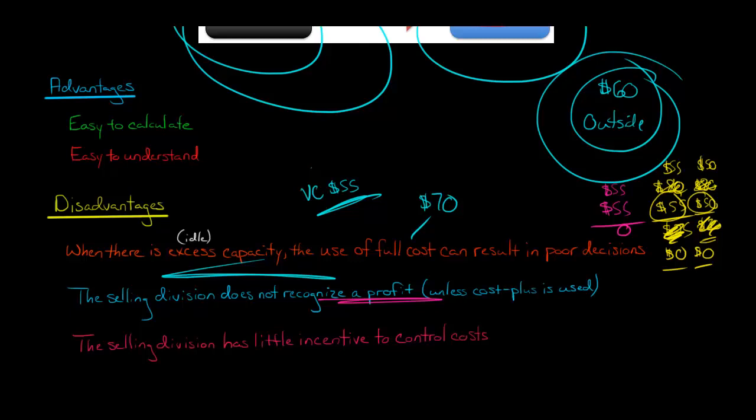Now you could say that top corporate management could still look and say, are you doing a good job reducing your costs? But there's clearly more of an incentive to control the costs when that selling division is treated as a profit center, and we can clearly evaluate their profit, because then they want to maximize their profit. So one way they can do that is by controlling the costs and keeping them as low as possible.